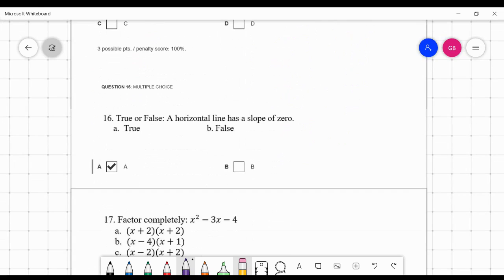16. True or false? A horizontal line has a slope of 0. That is true.